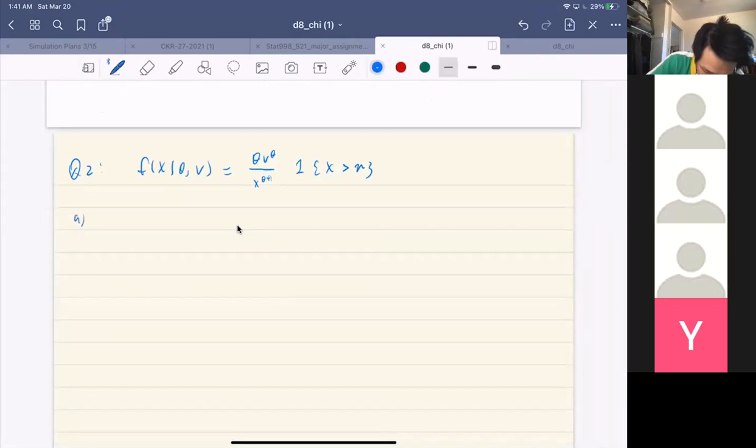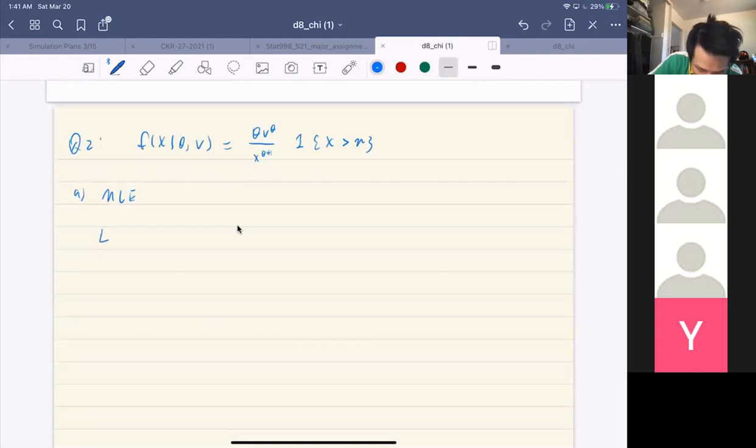First, the MLE. So let's find the likelihood function. This should be theta to the power n, v to the n theta, and the product of x_i to the power of negative theta minus 1. And we have the indicator function, where the smallest value should be greater than v.